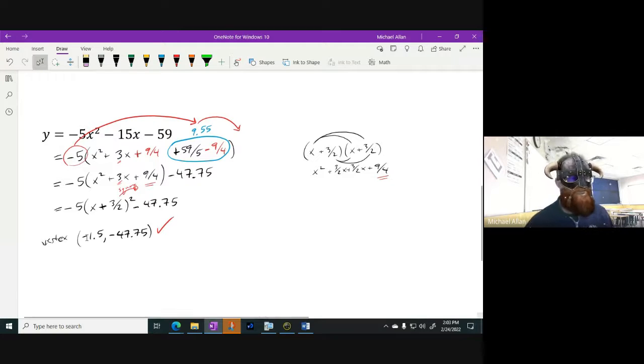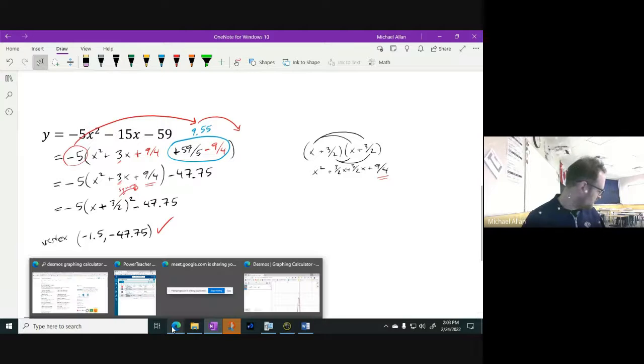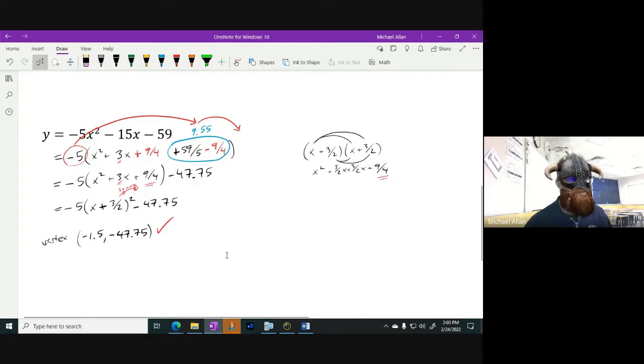And then once you have that, you can get your vertex. So hopefully that helps. The questions seem about the same difficulty. So hopefully that does help.